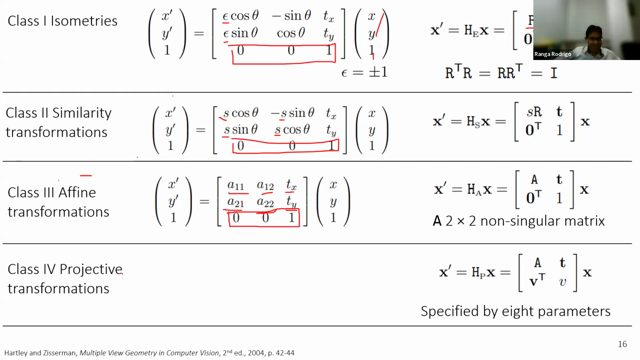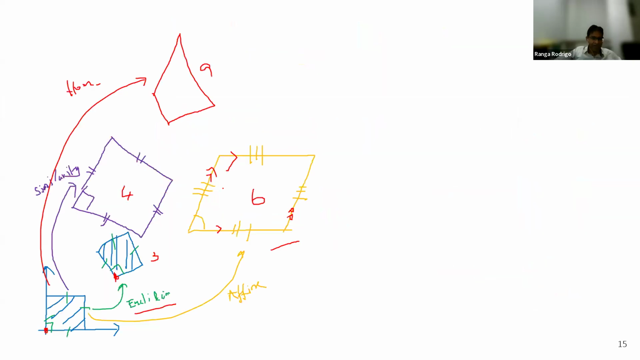But if you take a projective transformation, it is just a transformation like this. All 9 numbers are there. Only 8 degrees of freedom. So I lied to you here. Although 9 numbers are there, only 8 degrees of freedom.